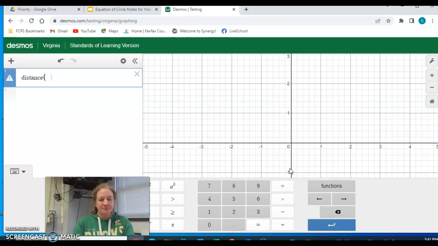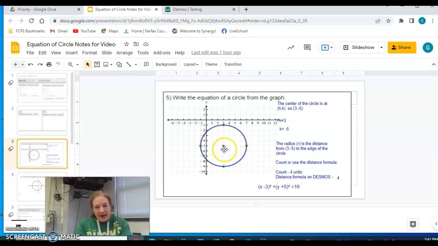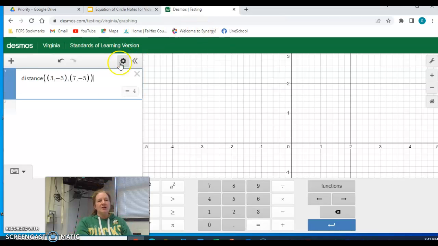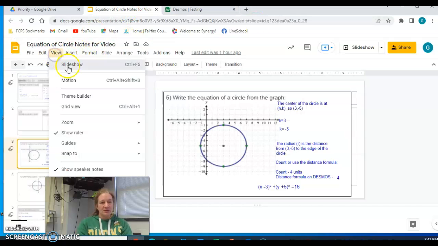Click on Distance, and I'm going to put the point in. I'm going to put the point 3, negative 5 in because that was my center, correct? And then I look at my graph and I figure out my other point. One other point that I can read is 7, negative 5. So I'm going to put the point 7, negative 5 in. Make sure it's in the exact same format that I have it here, and it tells me it's 4. So I could have counted. That was easy. But you can't always count, so you need to make sure you know how to use the Desmos. Okay?